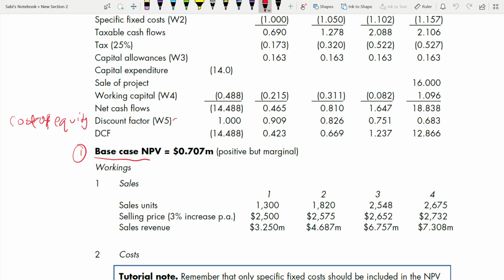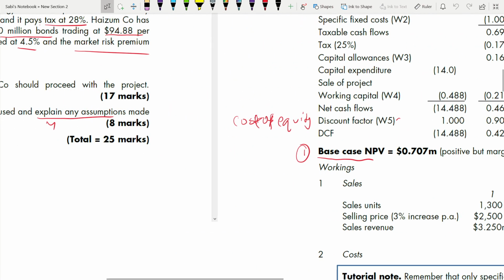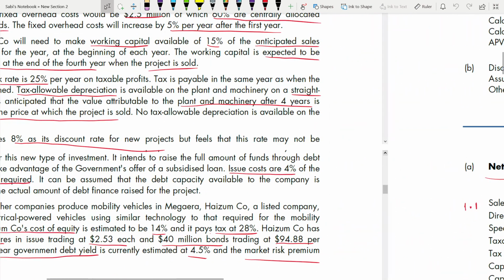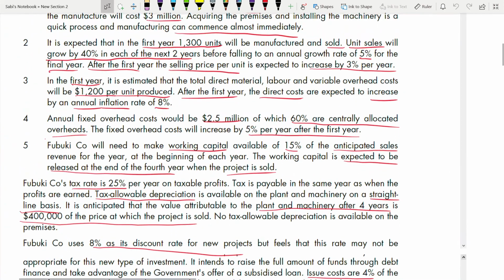Okay, coming to the sales price, increase it by 3% each year, right? So that increase part you can do. Sales price in the first year was 2500. We'll go and check the sales price. Okay.